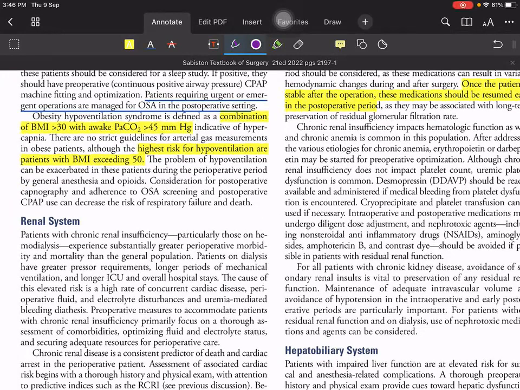So what is obesity hypoventilation syndrome? The combination of BMI greater than 30 with PaCO2 greater than 45 is indicative of hypercapnia. There are no strict guidelines for arterial gas measurement in obese patients, although the high-risk patients for hypoventilation are those with a BMI exceeding 50.